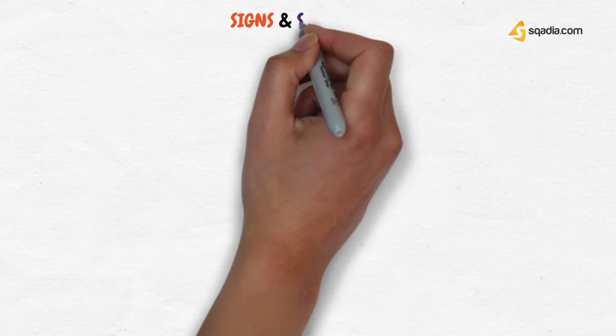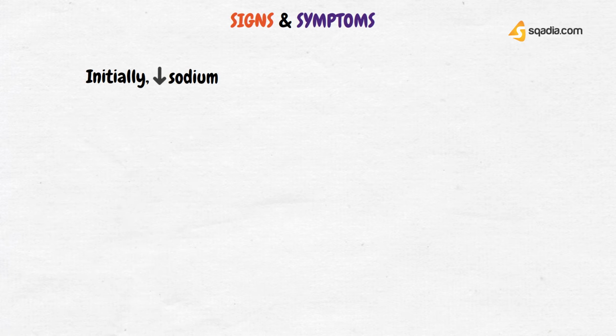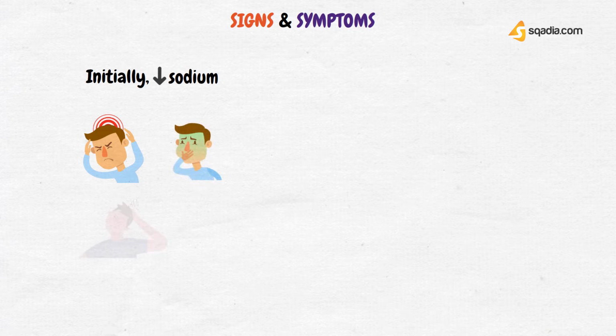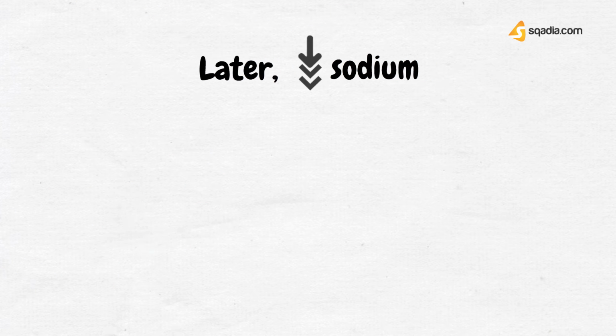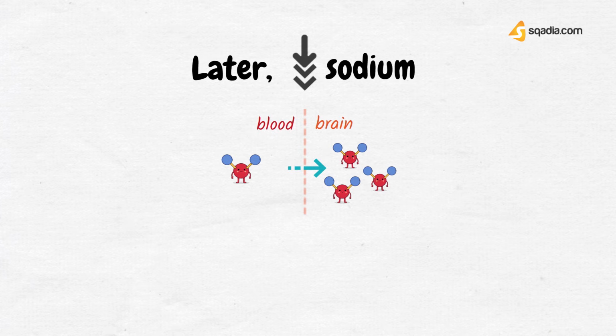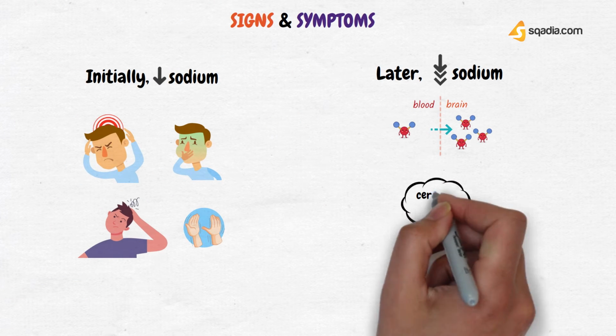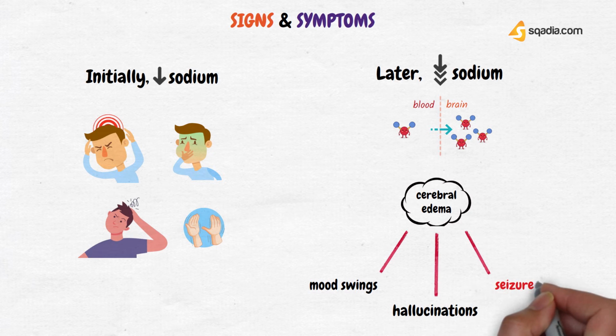What are the signs and symptoms of SIADH? Initially, the low sodium results in symptoms of dehydration such as headache, nausea, vomiting, confusion, and tremors. Later on, when the sodium levels drop even further, it causes more water to cross the blood-brain barrier, resulting in cerebral edema. This can lead to mood swings, hallucinations, and in severe cases, seizures and coma.